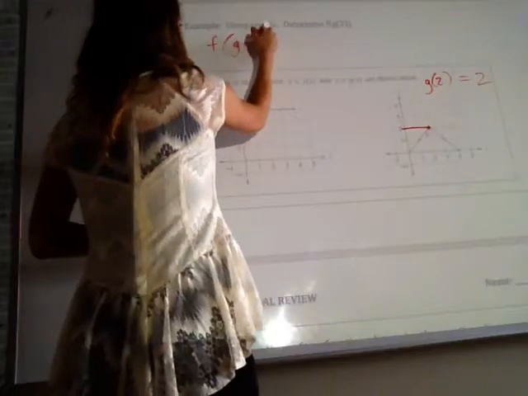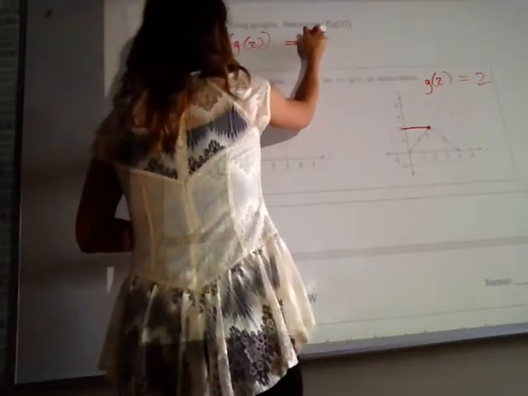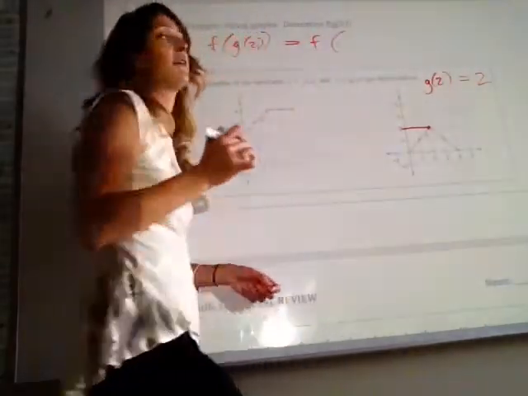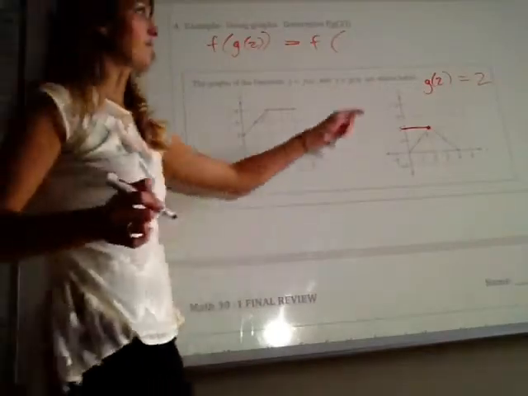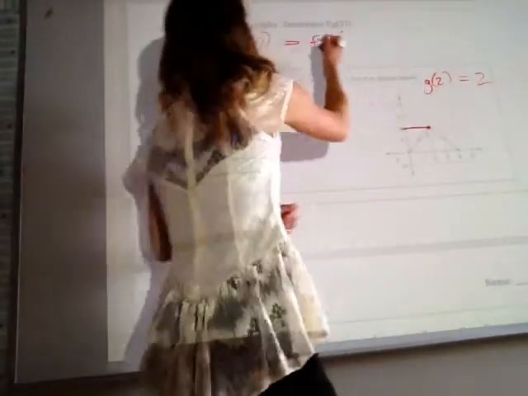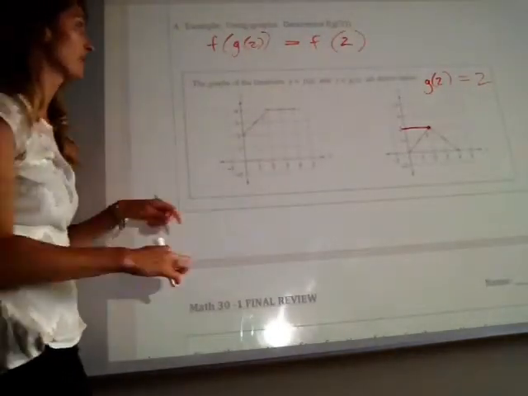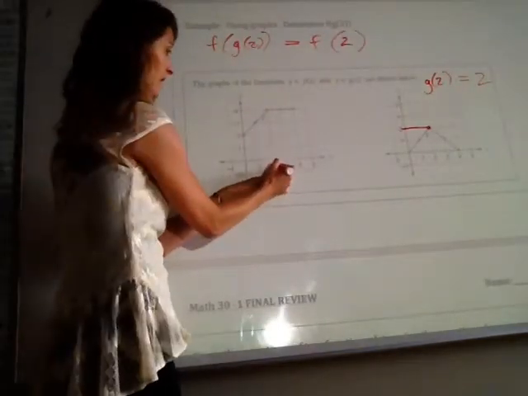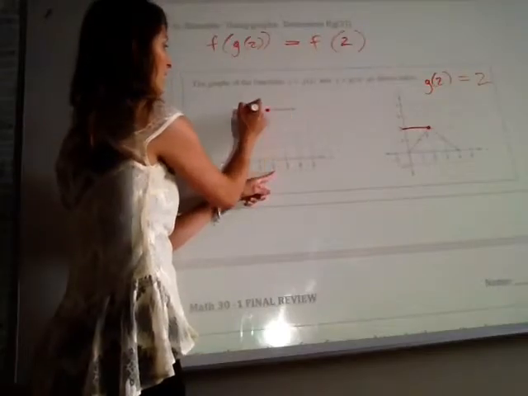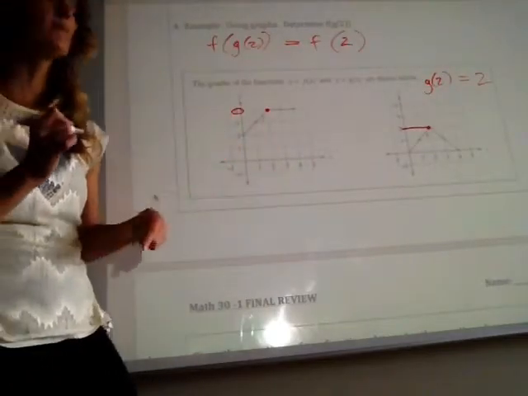So we have f of g of 2 equals f of what now? 2, because g of 2 equals 2. So we're going to go to the graph of f of x, and we're going to find where x equals 2, right here, go up to the graph, and y equals 4. Okay, so the solution to this would be 4.